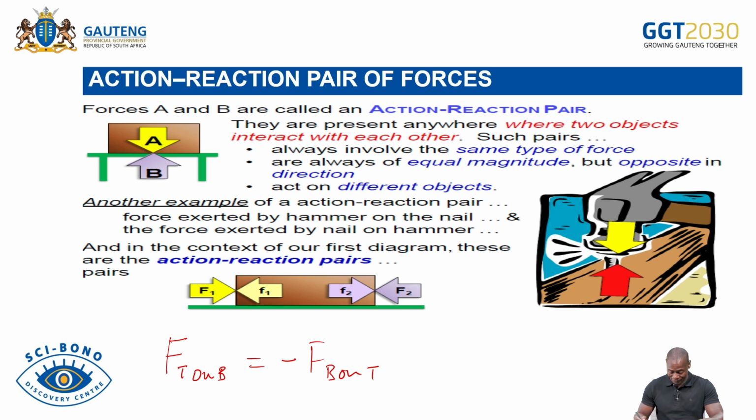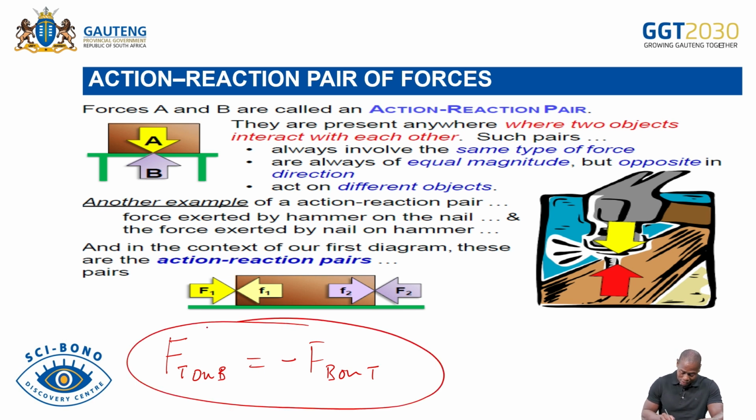Why am I putting that negative? Because as much as they are equal in magnitude, they act in opposite directions. So this is an action-reaction pair of forces: force T on B and force B on T, acting in opposite directions. So the properties are that they are equal in magnitude, act in opposite directions, and are exerted on two different objects. They are not exerted on the same object. Those are the properties of an action-reaction pair of forces. So force T on B and force B on T is action-reaction pair number one.